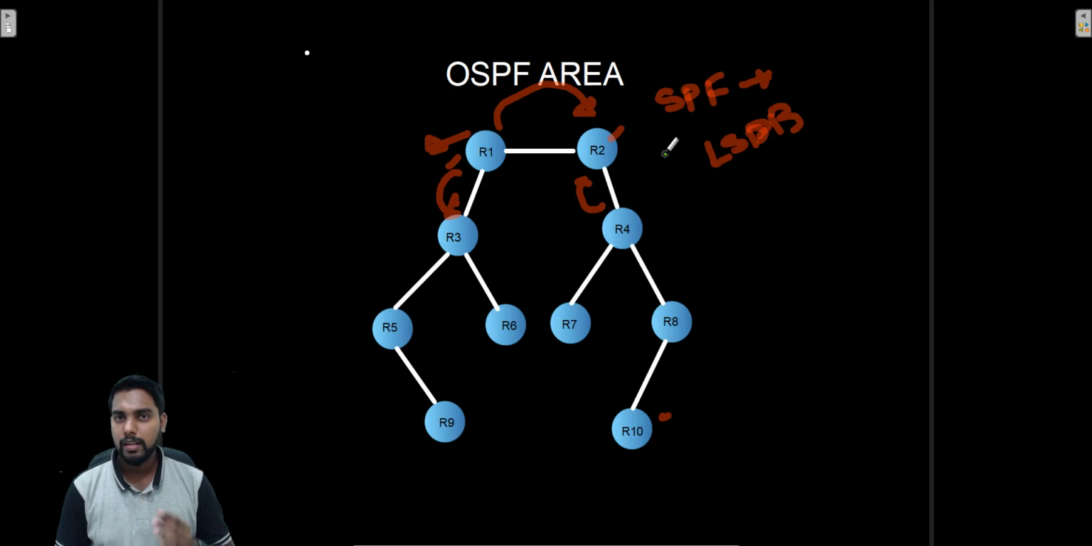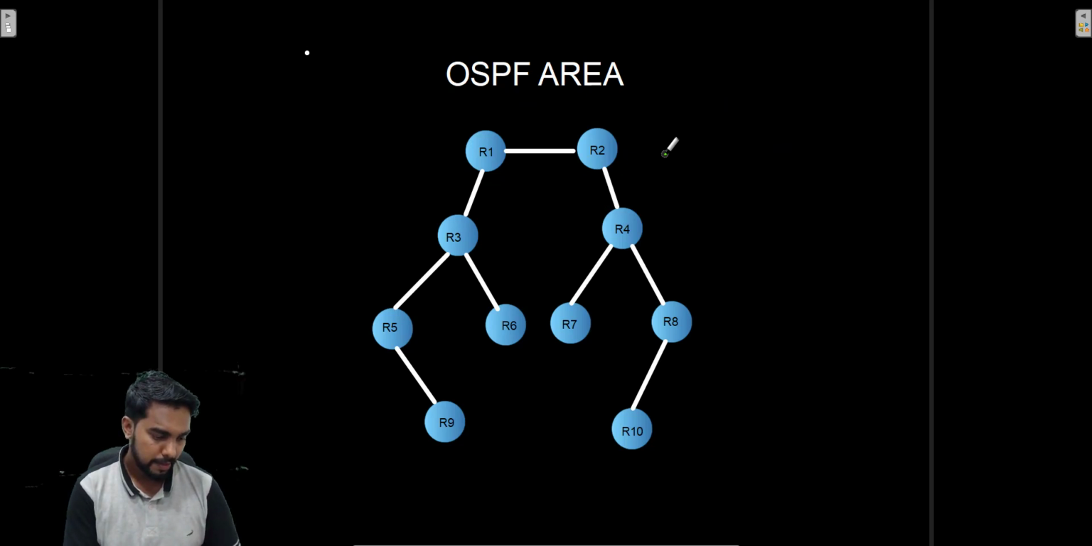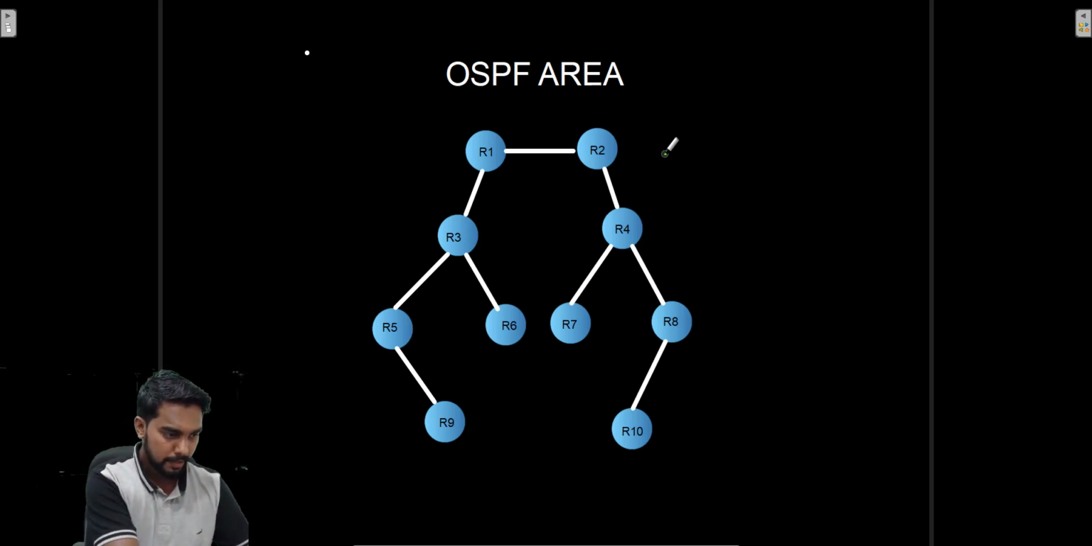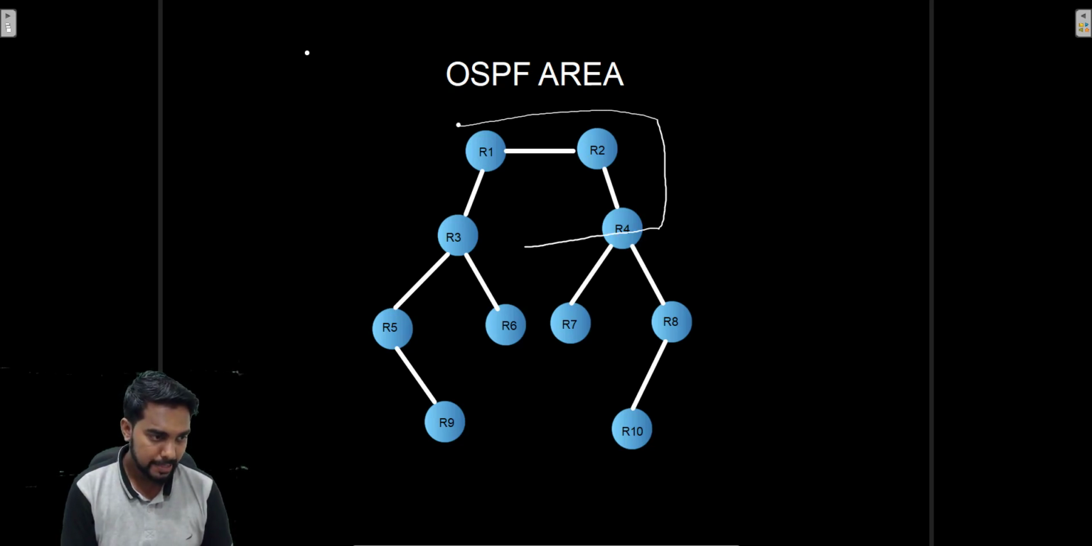Areas are used to divide the network into small clusters, and these clusters are called areas. So now in this case, let me clear the board and use another color. I will be breaking up the areas in this manner. Router number 1, router number 2, router number 4's upper interface and router number 3's upper interface belong to one area.